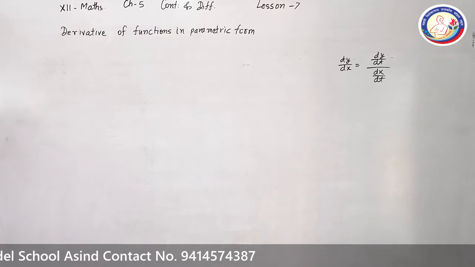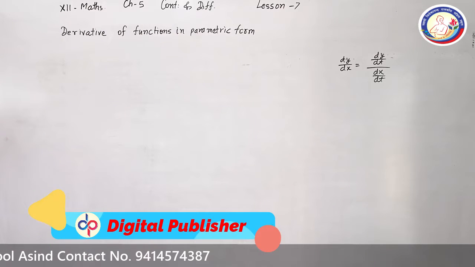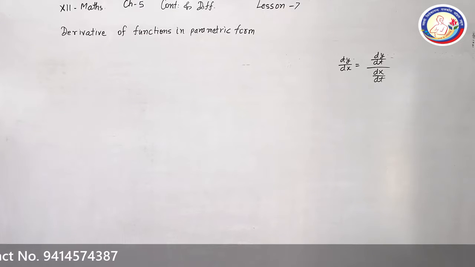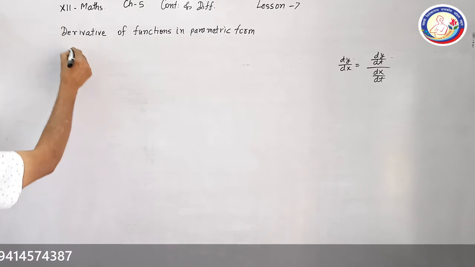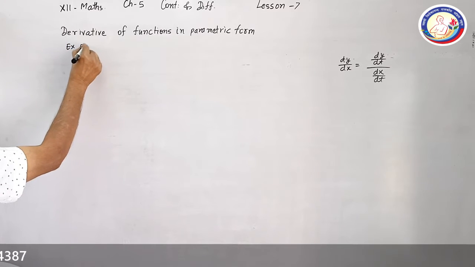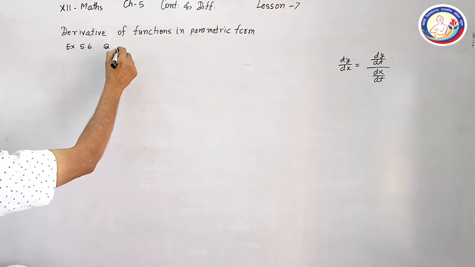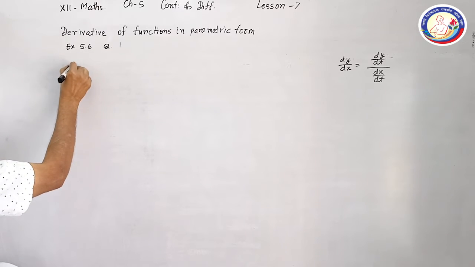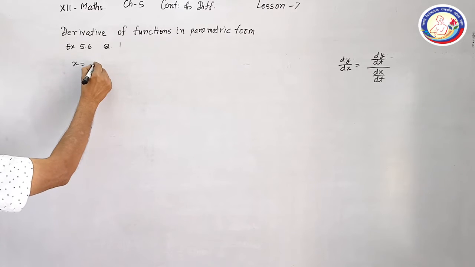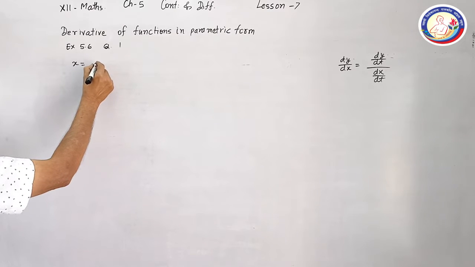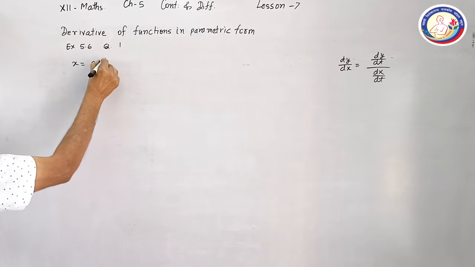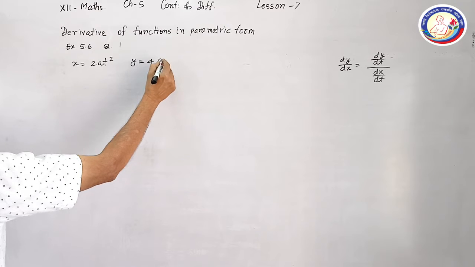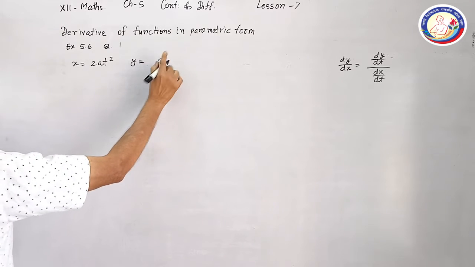Now I am taking one example. I am taking first of all a question from your exercise 5.6. Question number 1. We are given x equal to 2t square and y equal to t raised to power 4.